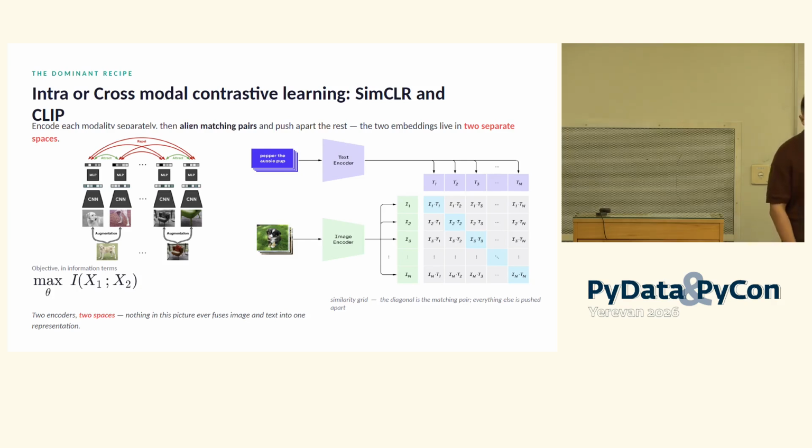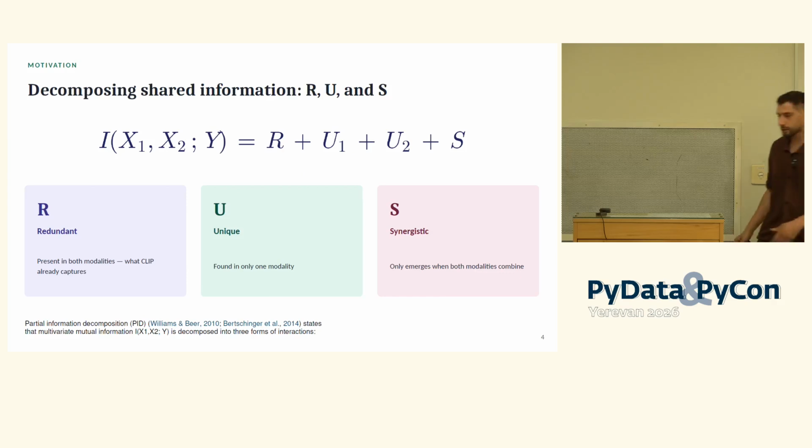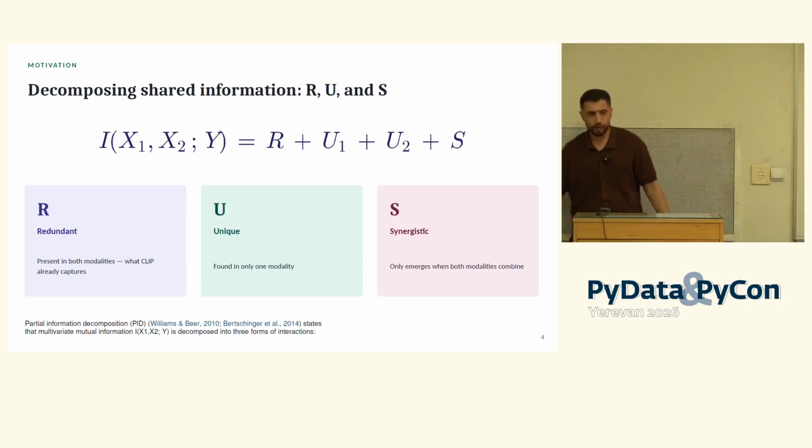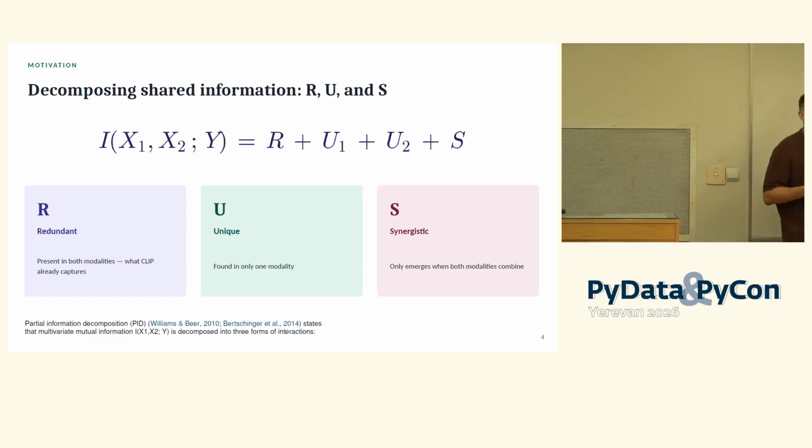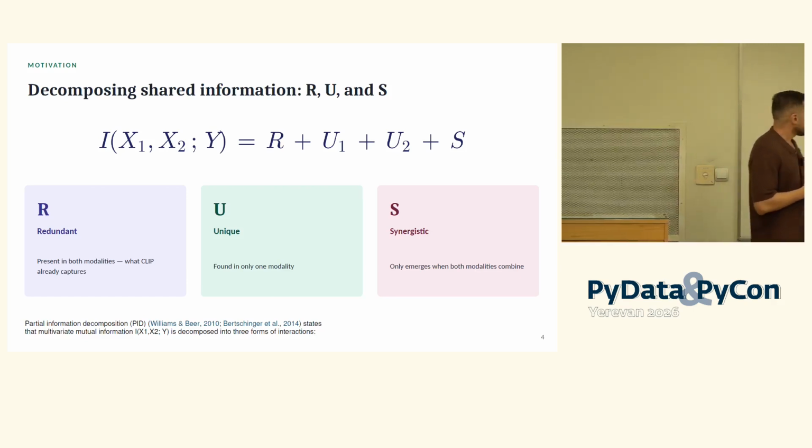But these models had one limitation. They learned only shared information. What I mean by this is that there is this terminology, partial information decomposition. When you have a label Y that you want to predict, and you have two different modalities, the information consists of three different components.